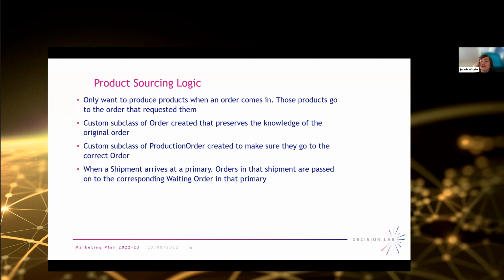But we added a subclass of order called MyOrder, so that whenever a new order was created, it would pass along the knowledge of where the order originally came from. And similarly, we did something like that with production order, to make sure that whatever products were produced weren't just going into the inventory and free for whatever order to take them, but were produced specifically to go to another order, so they would know who would get the products when they were finished. So whenever a shipment arrives at a primary, it would then pass the products back to the correct order that was waiting in that primary.